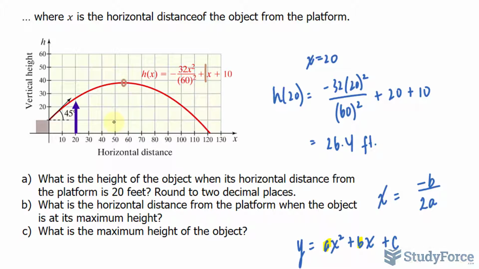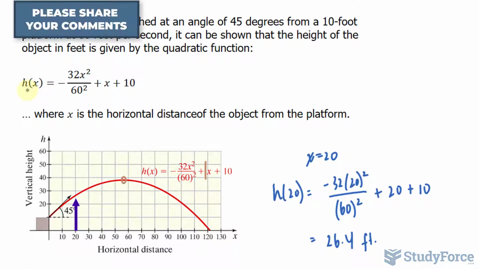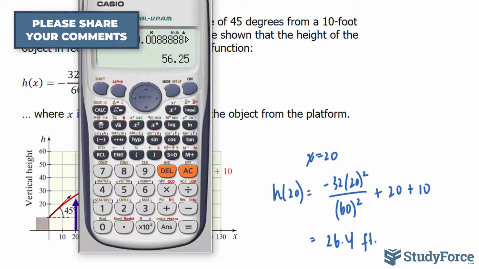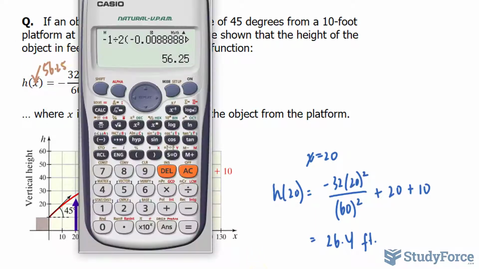For part C, they're asking what is the maximum height of the object. Essentially, they want the y-coordinate, or in this case, the h-coordinate, the height, at that x-coordinate. All we have to do is substitute the value that we found, 56.25, into our function. And let's go ahead and do that.